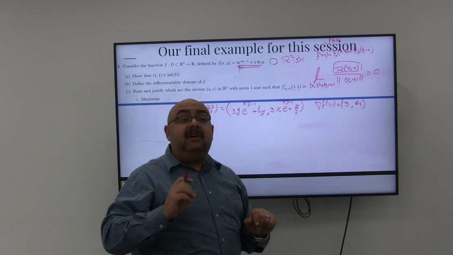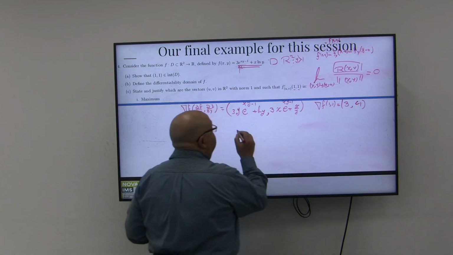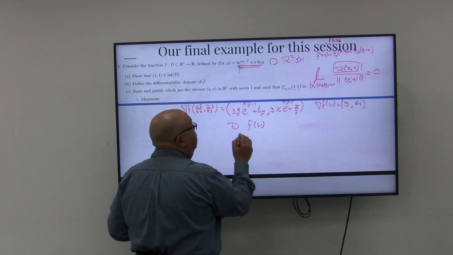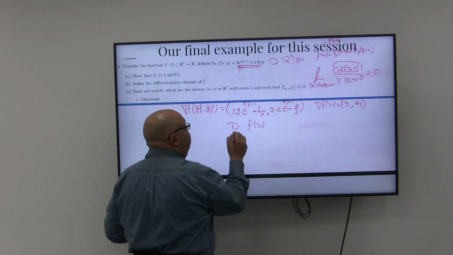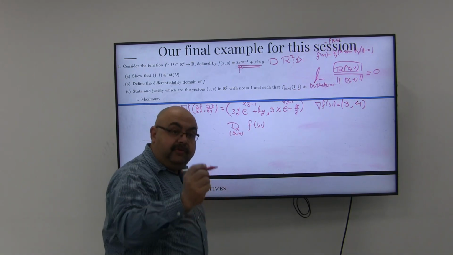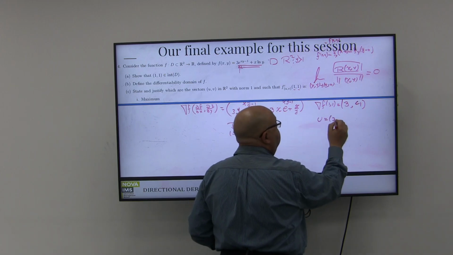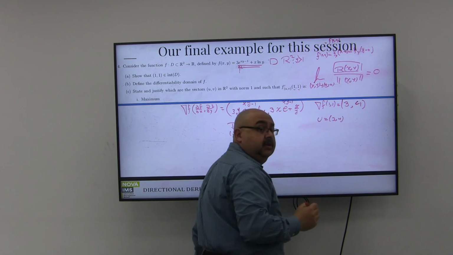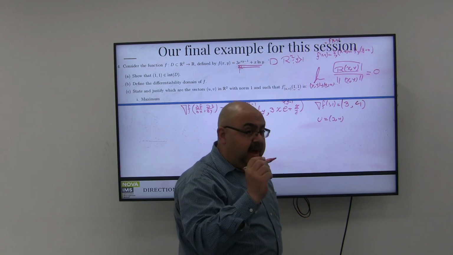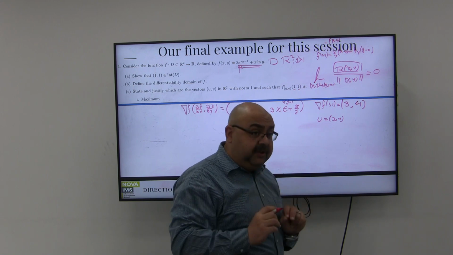To find the value of the maximum increase, I will need to find the directional derivative of f at (1, 1), but in the direction of the vector (3, 4) as a unit vector, of course. If I'm using u equal to (3, 4), this is not a unit vector. How to normalize it? I will divide all the components by the norm of this vector.